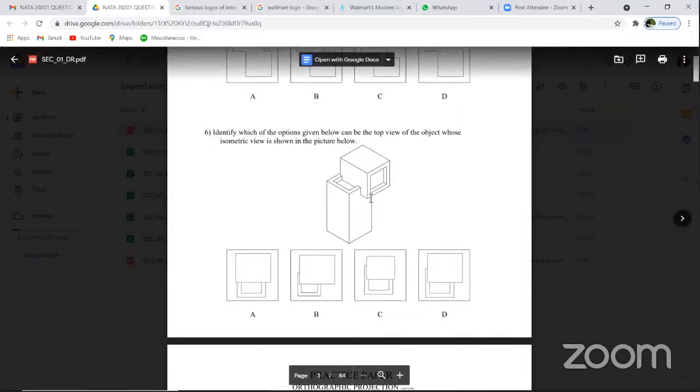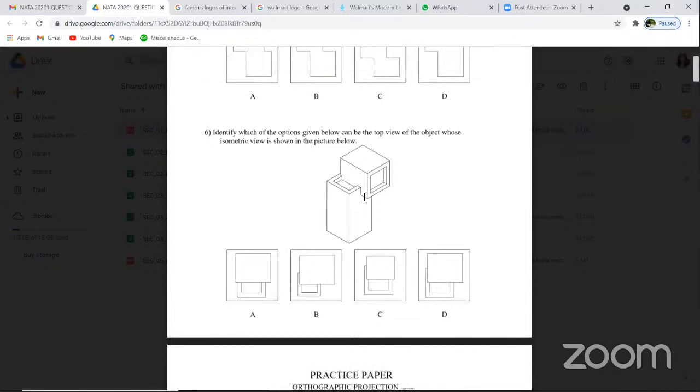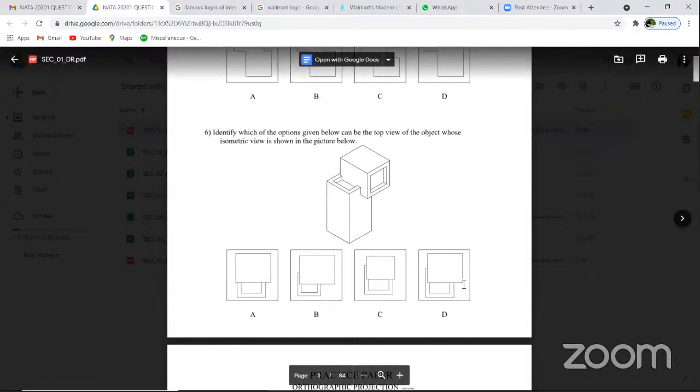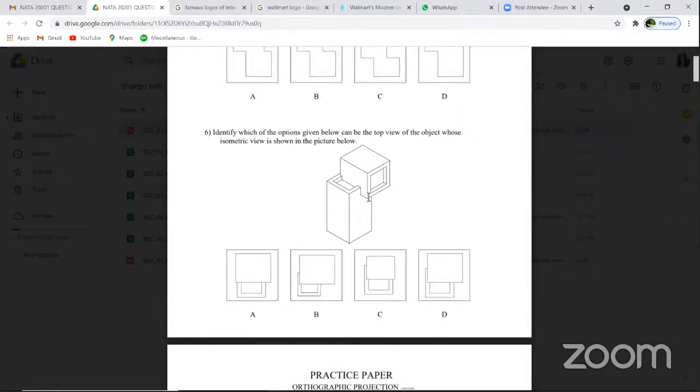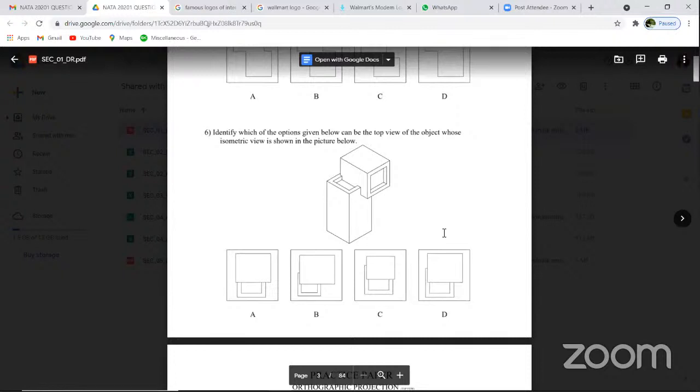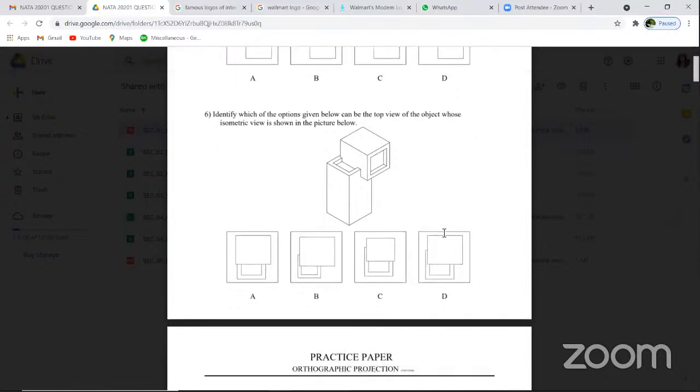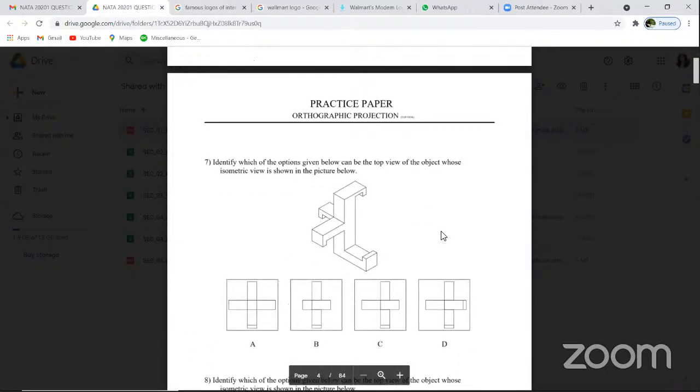Yes, it is close here. See, just this distance, you see? Yes, this one is the closest. So yes, this would be correct.